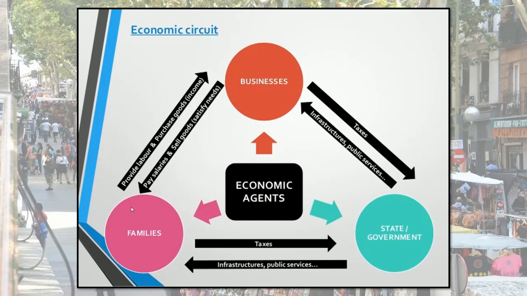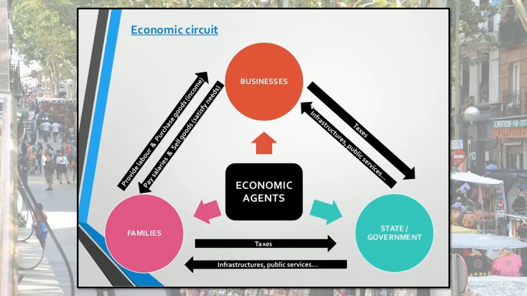And how do families and businesses relate to each other? Well, families work for the businesses, so they provide labor, and they also buy the products that are manufactured by the companies, so they purchase these goods. In exchange, what do businesses do for families? They pay salaries to the workers in exchange for their labor, and sell the goods that they made to the families also. So these relationships, these arrows between these three agents, form the economic circuit.